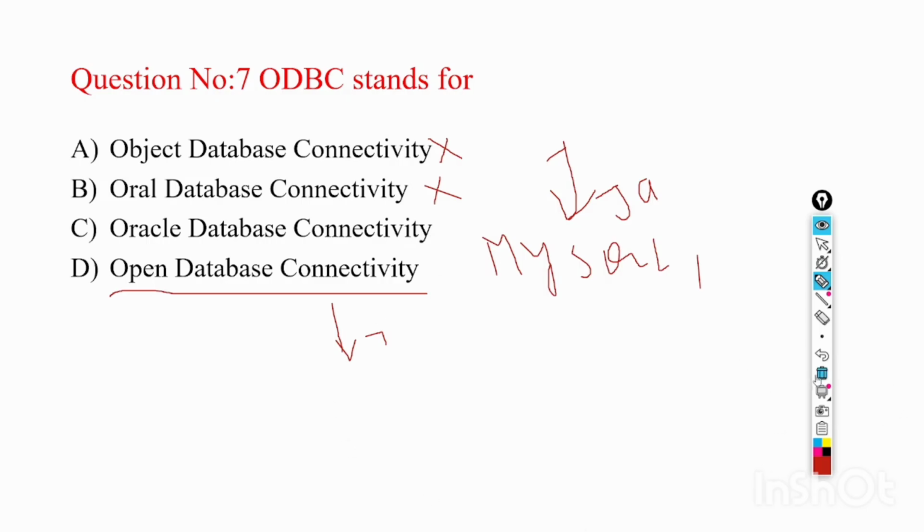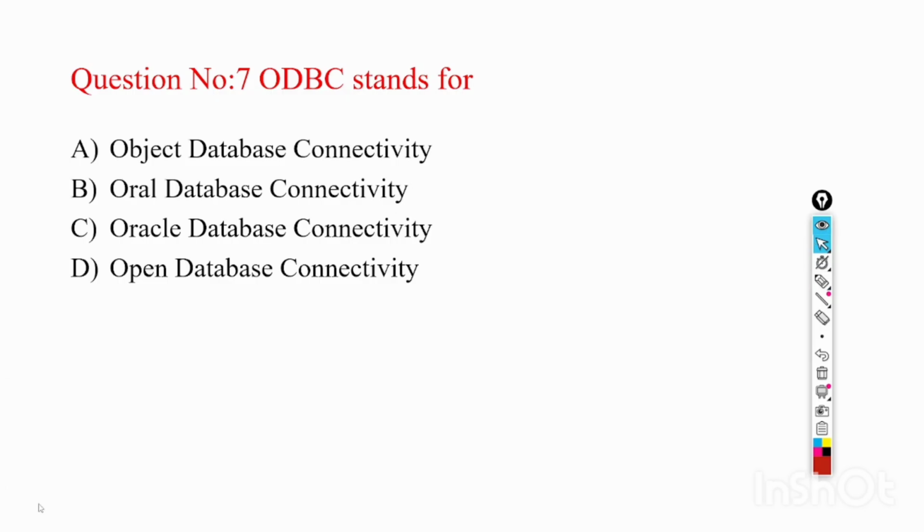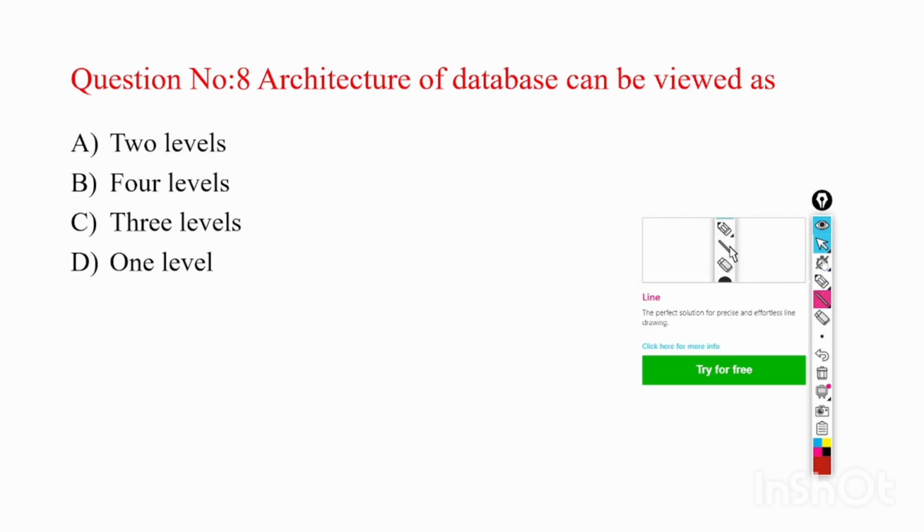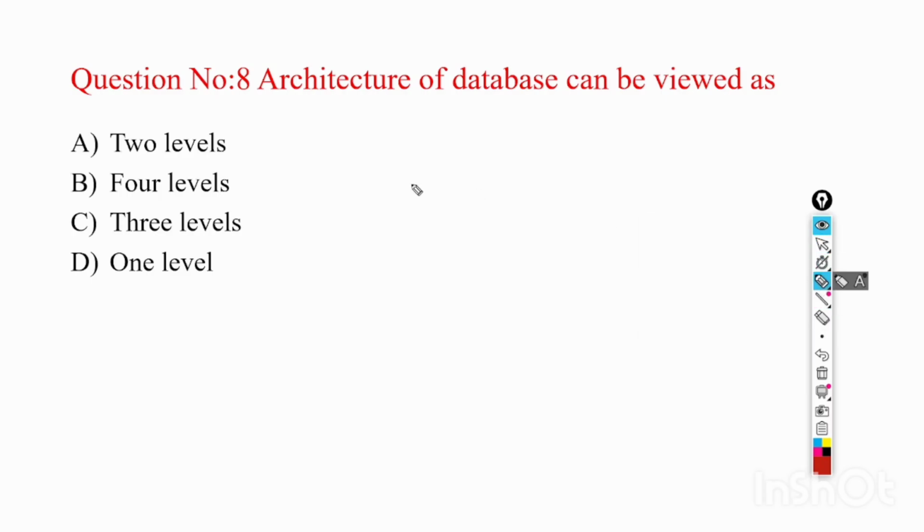Okay. So object database connectivity is an incorrect expansion. Oracle overall database connectivity is not a meaningful statement. And Oracle database connectivity refers only to the Oracle database, not a general standard. Only for Oracle do we use Oracle database connectivity. And if you want to use it for the general standard, we use open database connectivity. Okay. So simple. Open means we can connect to anything. This is the correct answer.